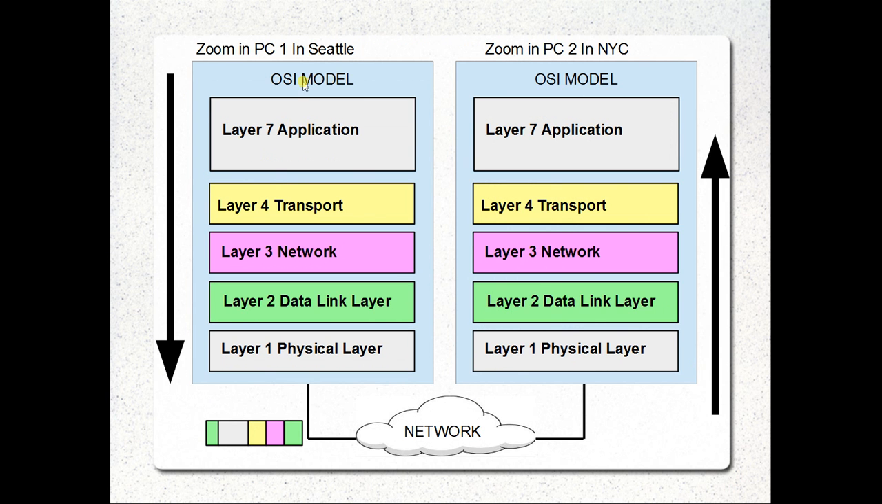So what happens? I initiate contact with this computer. It goes down, breaks down into layer 4. In layer 4, it adds the transport layer header, and then at layer 3 it adds the network layer header, then the data link layer header and trailer.